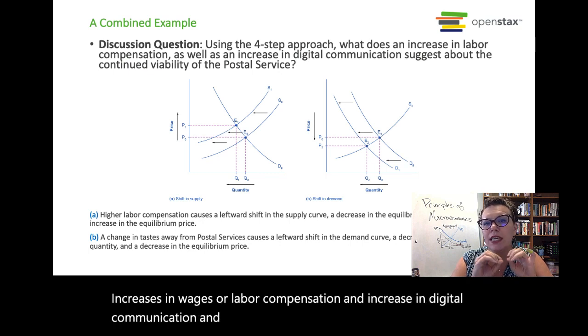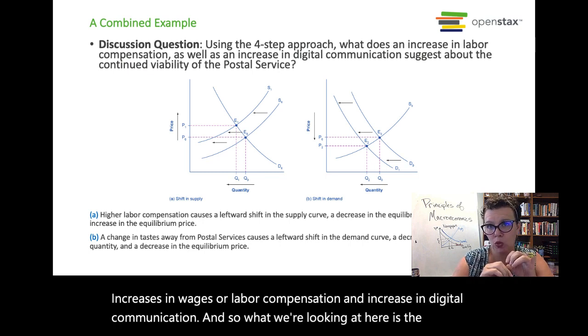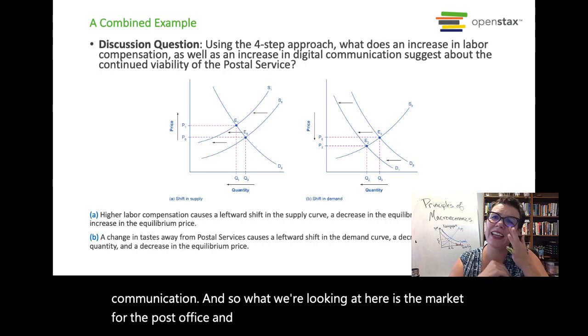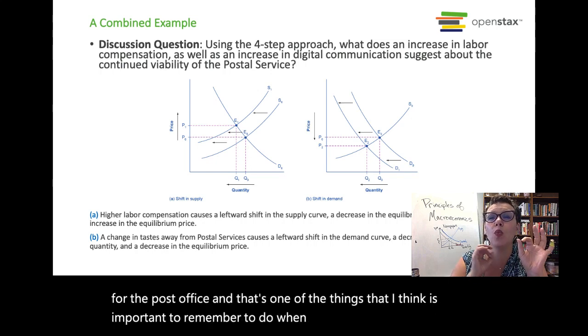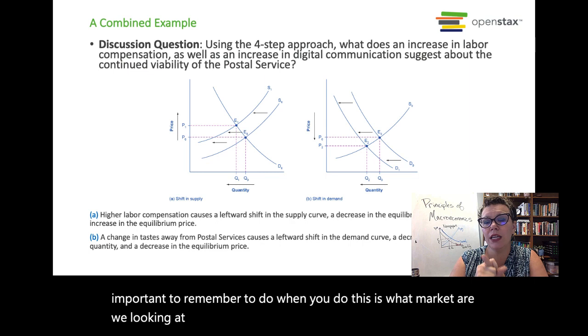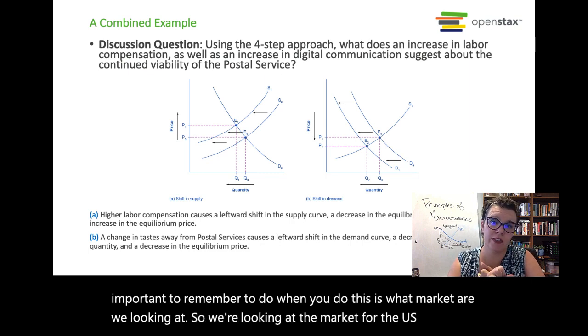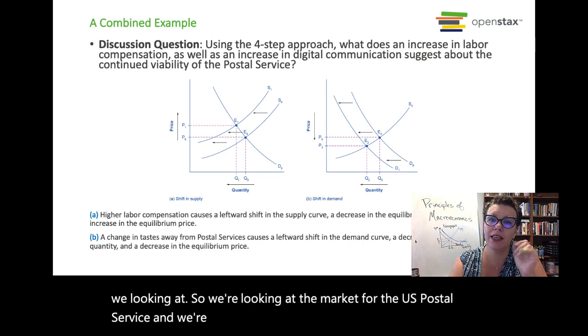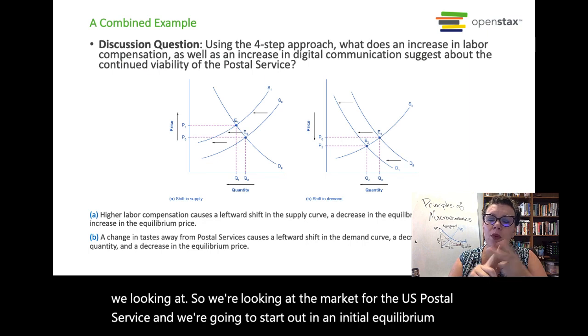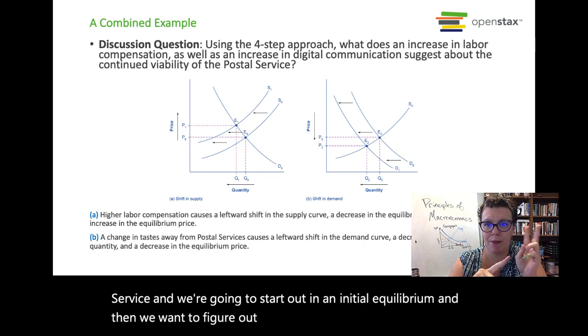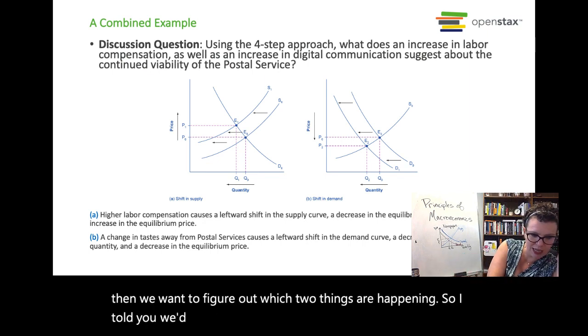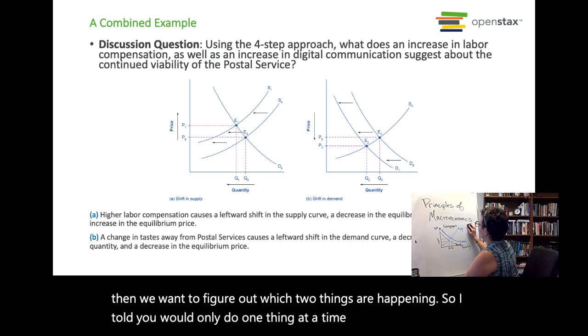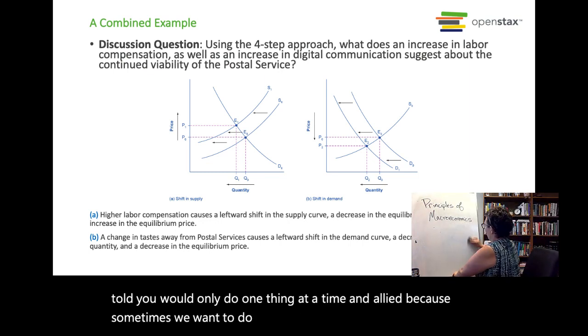And so what we're looking at here is the market for the post office. And that's one of the things that I think is important to remember to do when you do this: what market are we looking at? So we're looking at the market for the U.S. Postal Service, and we're going to start out in an initial equilibrium, and then we want to figure out which two things are happening. So I told you we'd only do one thing at a time, and I lied, because sometimes we want to do both.